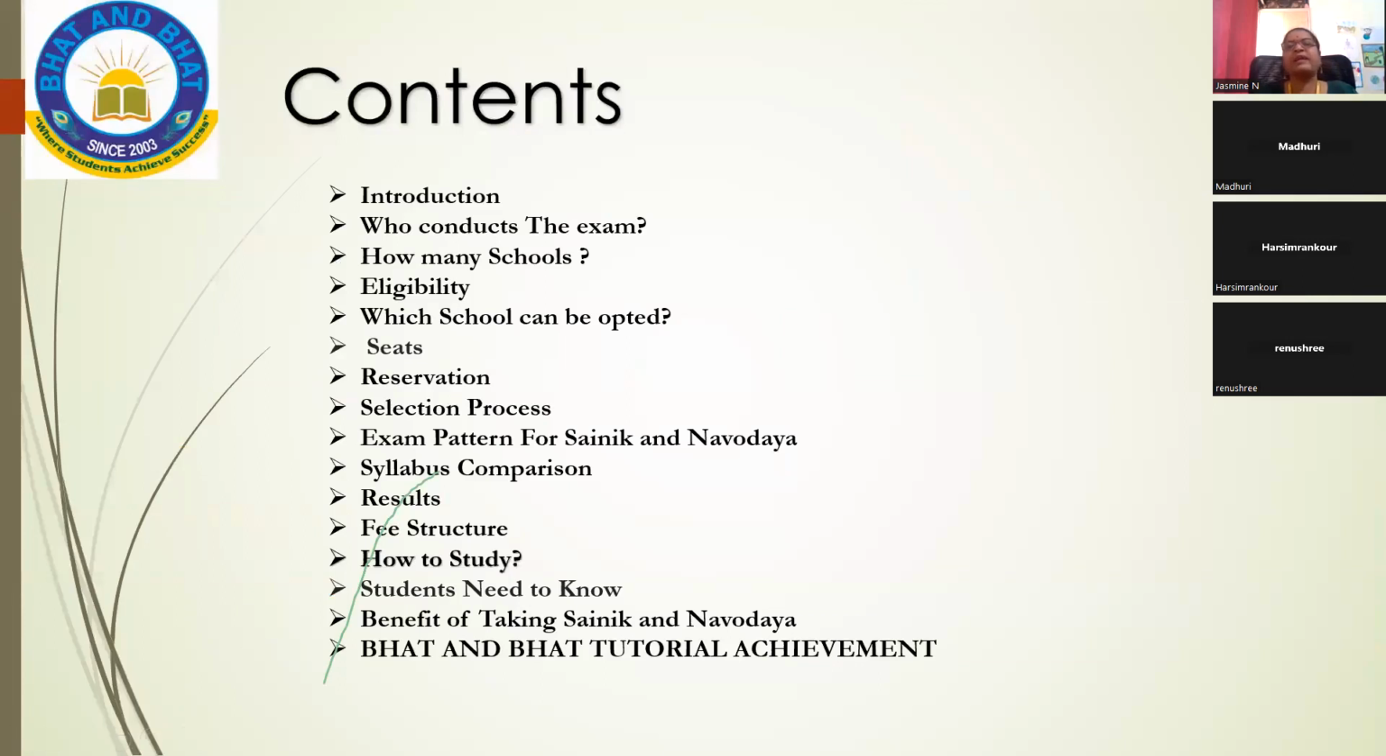Fine. What are the contents we are going to cover in this Sainik Navodaya course, and what is the brief explanation about this course? Everything I'm going to explain thereafter.